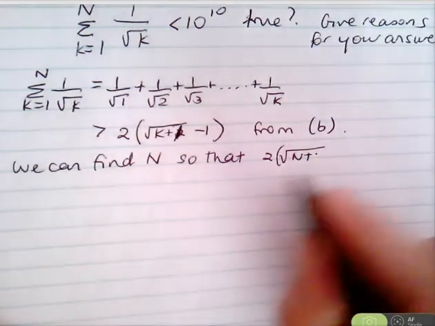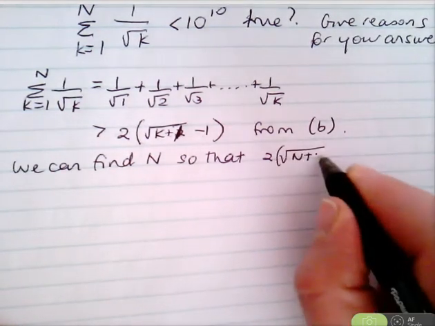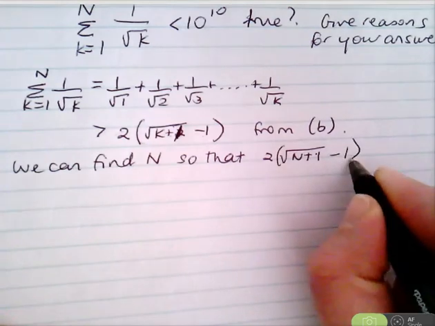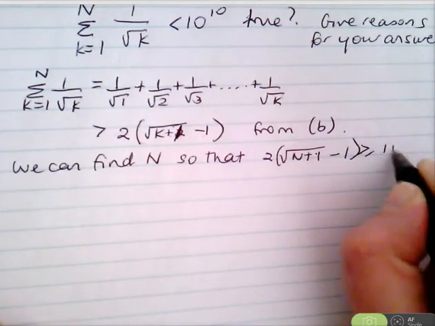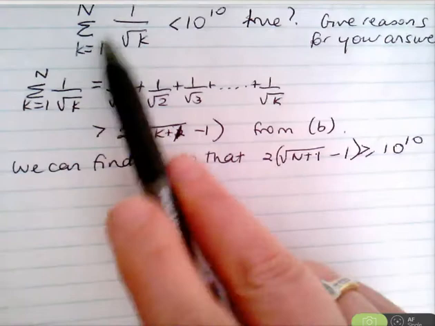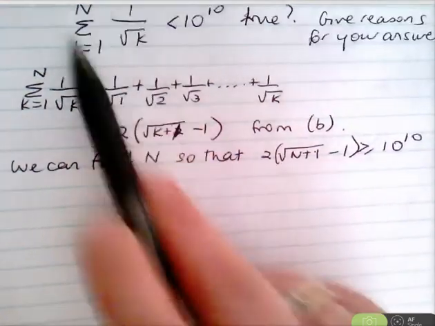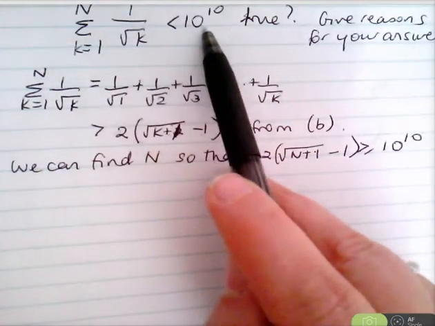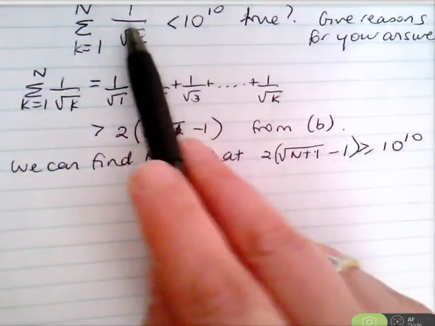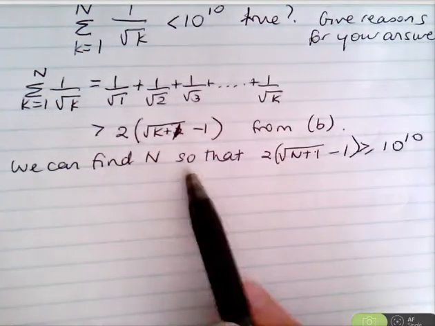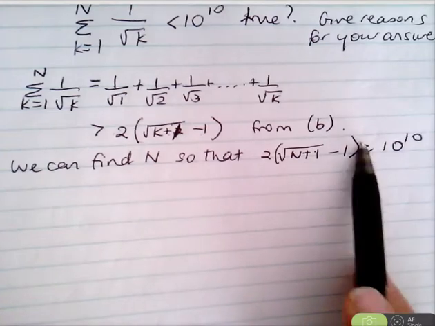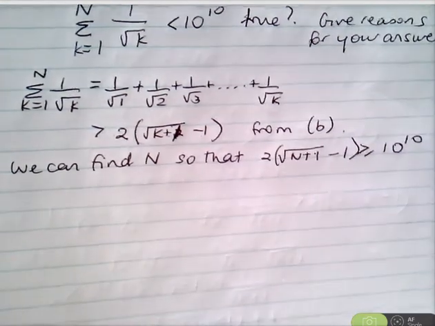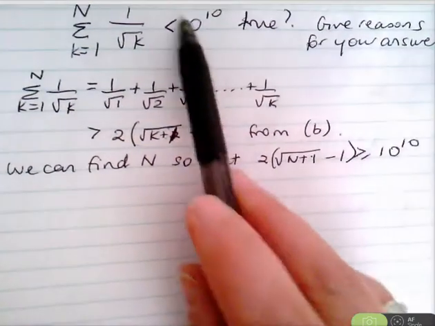So we can find n so that 2 times the square root of n plus 1 minus 1 is greater than or equal to 10 to the power of 10, because we're trying to see whether it is less than 10 to the power of 10. To see whether it's less than 10 to the power of 10, if we can find n such that it's greater than or equal to 10 to the power of 10, that is the opposite situation of that.